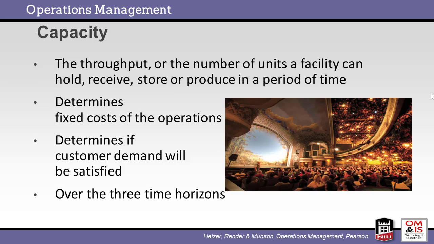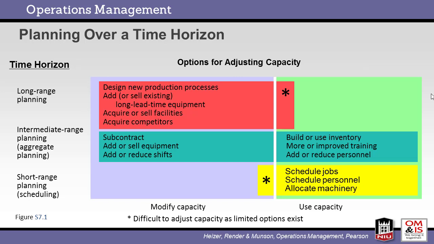Capacity is defined as the number of units that can be stored, received, or produced in a given period of time. Capacity defines the cost to produce items and whether customer demand can be met. Capacity is planned over different time horizons. Long-range planning is focused on modifying capacity, including the acquisition of large equipment, facilities, and even competitors. Short-range capacity planning drives effective use of existing capacity. Intermediate range planning spans both strategies.